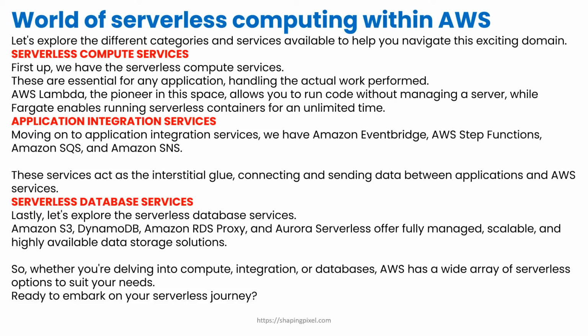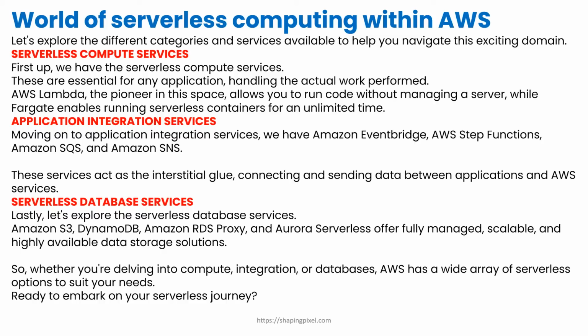AWS Lambda, the pioneer in this space, allows you to run code without managing a server, while Fargate enables running serverless containers for an unlimited time. Moving on to application integration services, we have Amazon EventBridge, AWS Step Functions, Amazon SQS, and Amazon SNS. These services act as the industrial glue connecting and sending data between applications and AWS services.